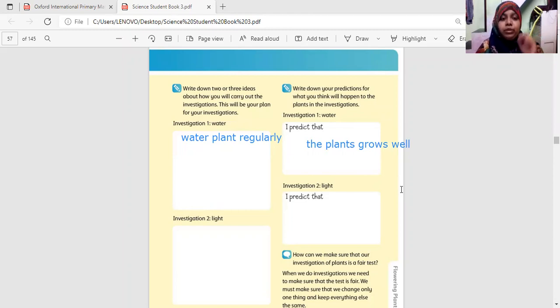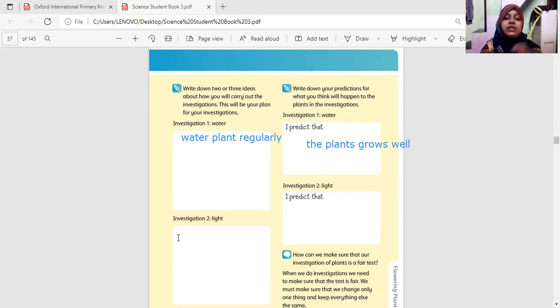This is the first investigation which is related to the water. What are we going to do? We'll be watering the plant regularly, on a regular basis. Like we can say every day we'll be properly watering it. So what can we observe? We will observe that the plant grows very well because it is receiving water on time.